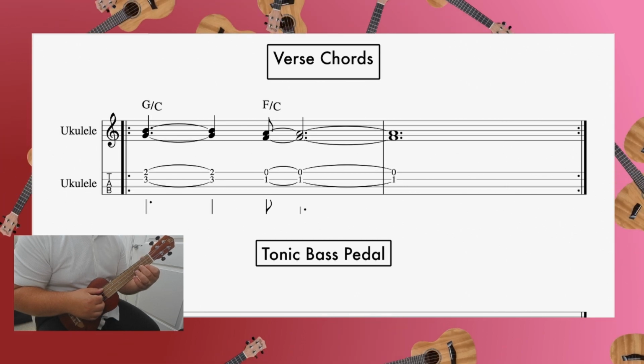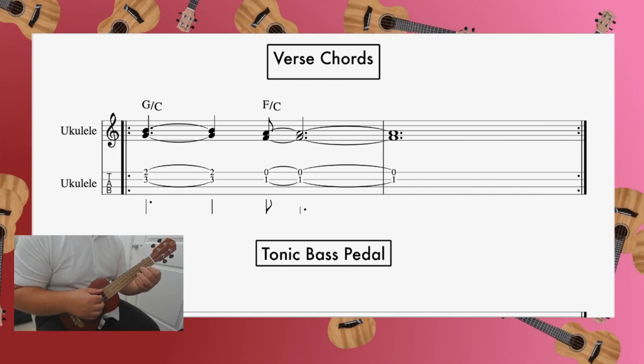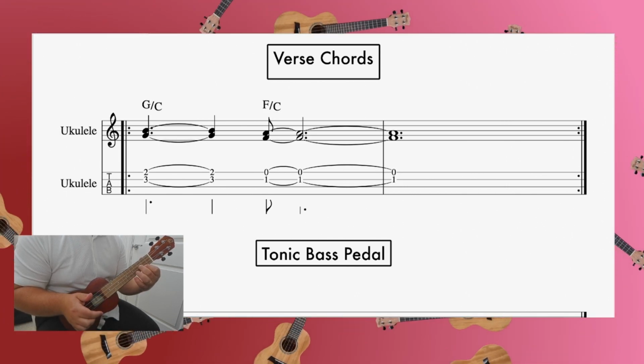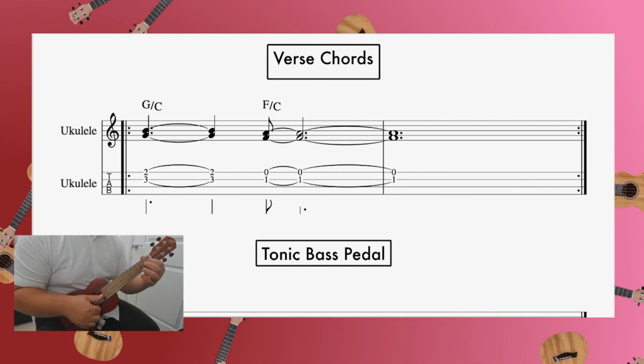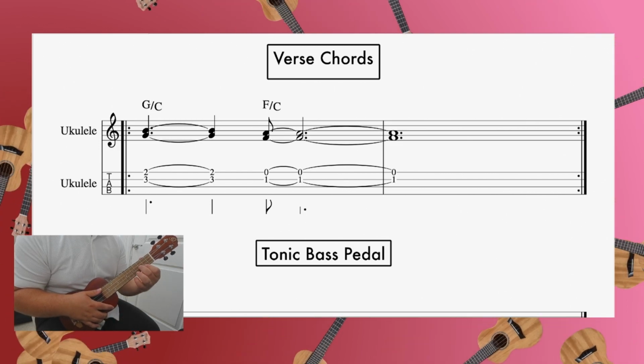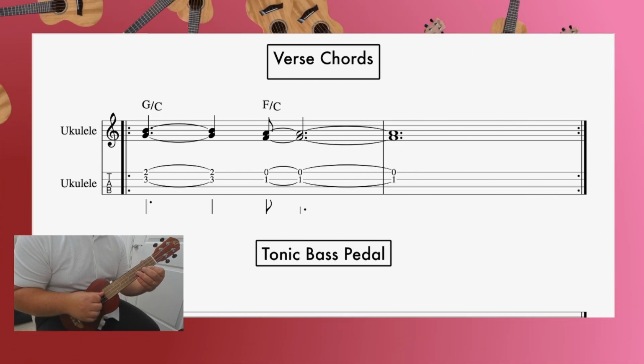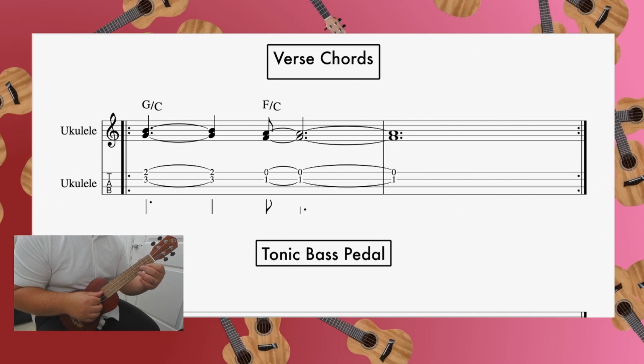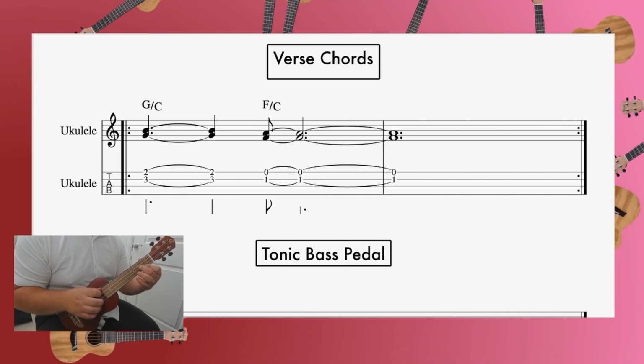Next up is the chords that we see in the verse of the song. So the chords are as follows: G over C and F over C. G over C simply means that we're playing the notes of a G chord, but retaining a C note in the bass part, the lowest part.